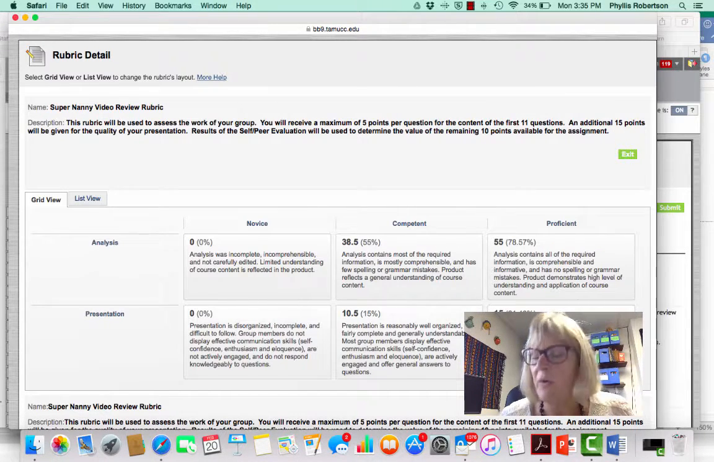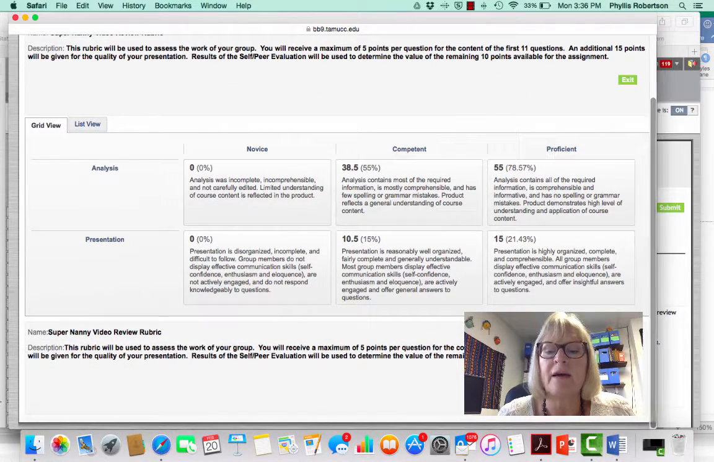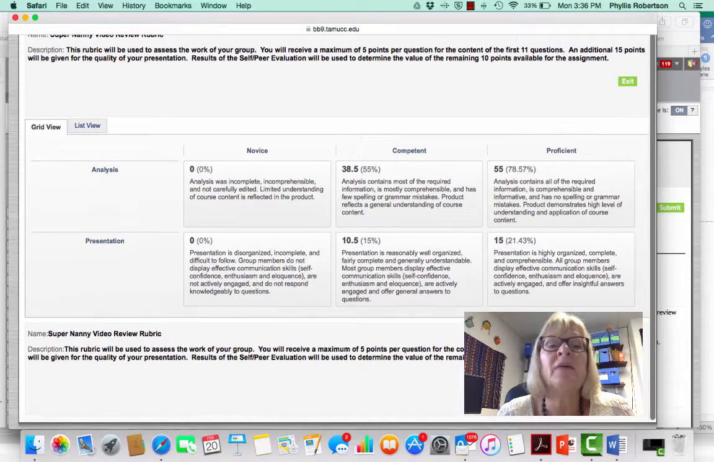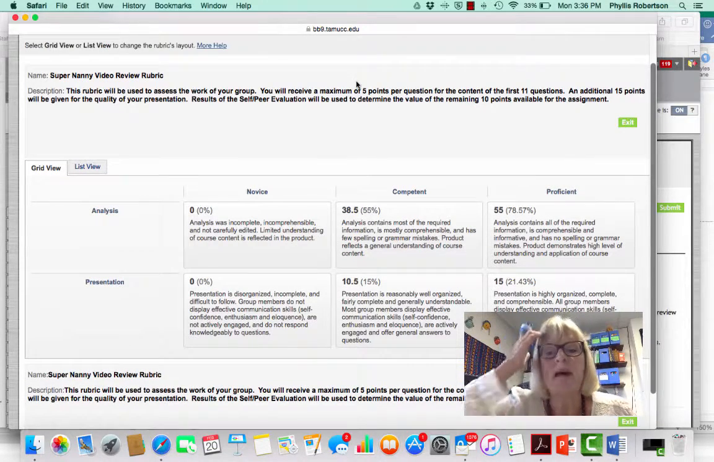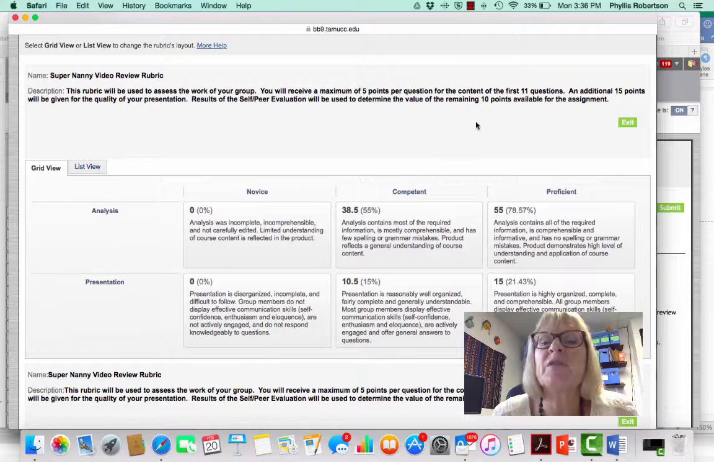An additional 10 points is going to come from a self-evaluation and evaluation of your peers in terms of how much everyone contributed to the group product. Okay? If you look at all of those guidelines, one of the things that the assessment will tell you is that you are going to receive a maximum of 5 points per question for the first 11 questions. So the 12th, tell me anything else you wanted me to know, I'm not going to give you points there. But for the other questions, you receive 5 points per question.